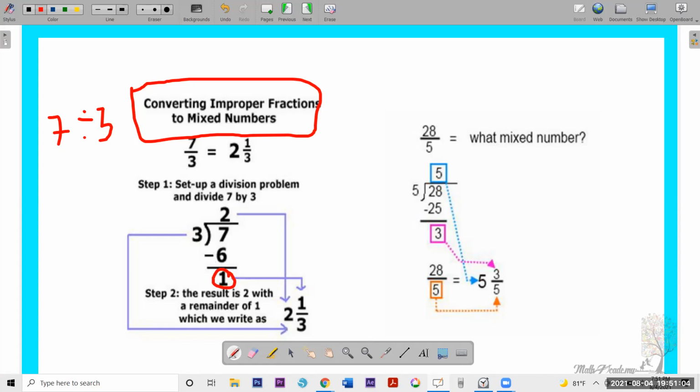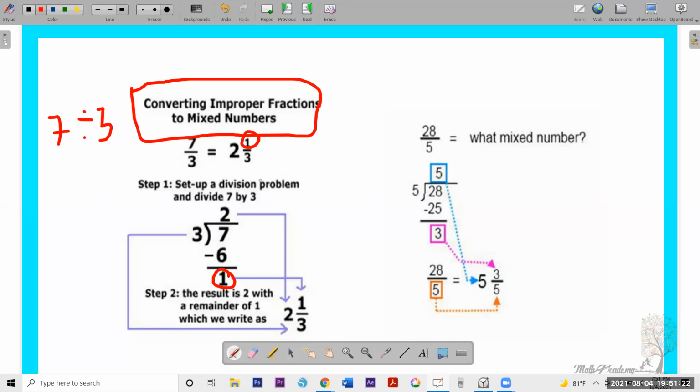So that means that I could get 2 wholes. And if I get 2 wholes, how much out of this would that be? That would be 6 pieces. But I have 7 pieces. So how much is left back? 1. So this one would become our new numerator. Everybody see that?